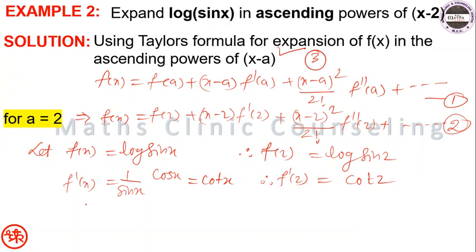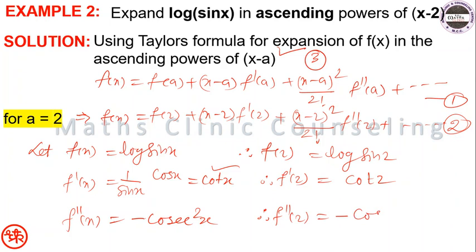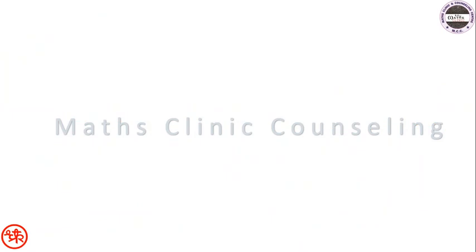Now we differentiate this again, so what will come? f double dash of x is equal to what? The derivative of cot x, minus cosec square x, and therefore f double dash of 2 is equal to minus cosec square 2. Is that clear? Then what will the next derivative be? Minus 2 cosec x cot x.